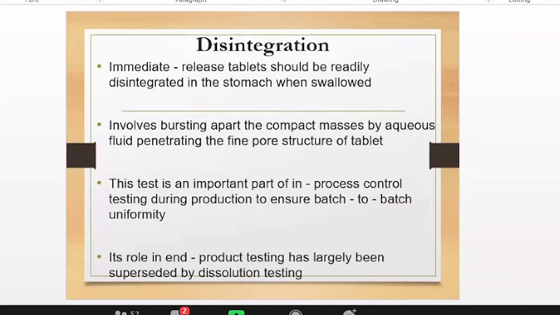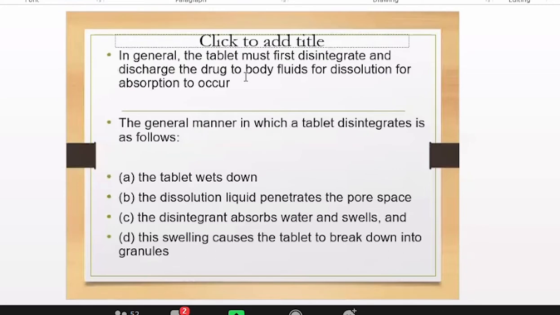So in general, the tablet must first disintegrate and discharge the drug to body fluids for dissolution and for absorption to occur. If the tablet doesn't disintegrate, then there isn't going to be dissolution. And if there is no dissolution, then the drug is not going to be absorbed. And if there is no absorption, you are not going to have any therapeutic or pharmacological response. So the general manner in which a tablet disintegrates is as follows.